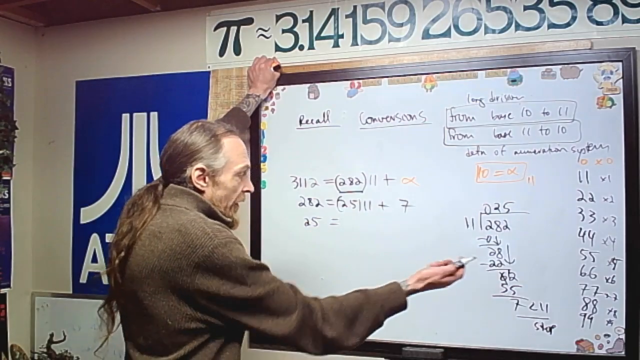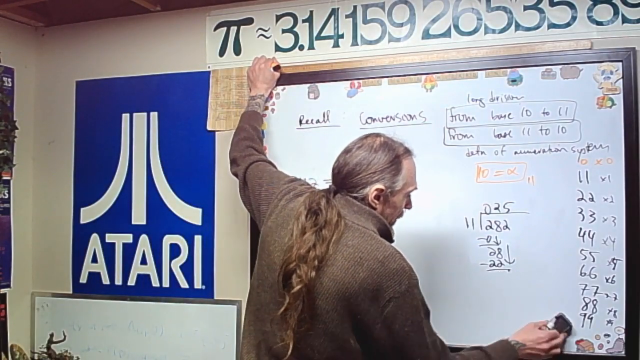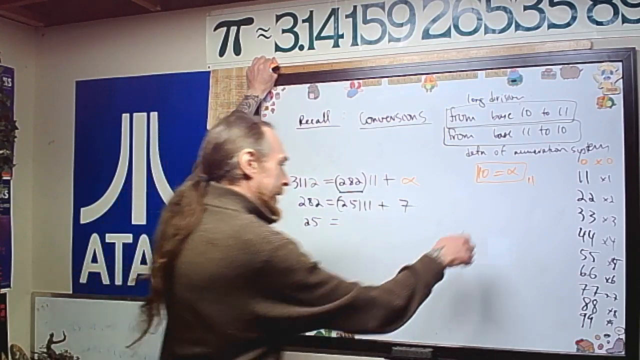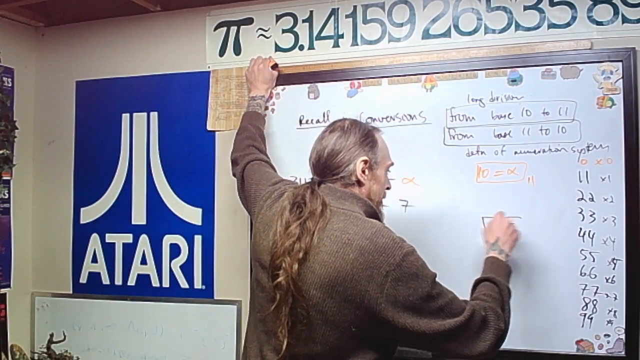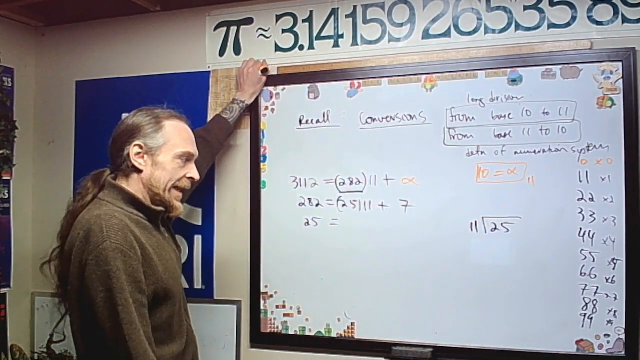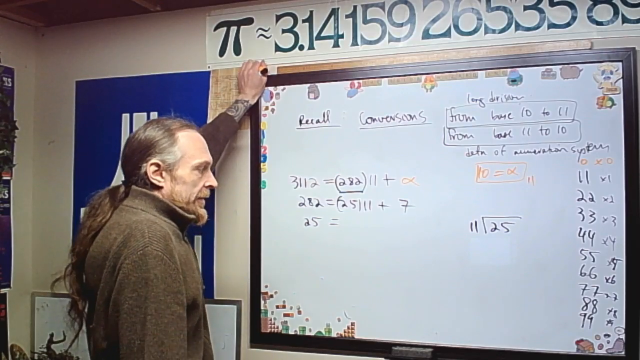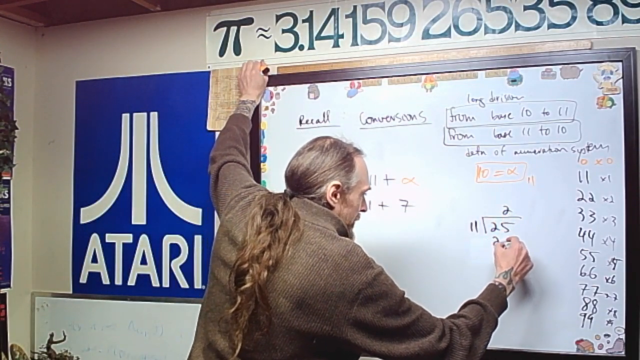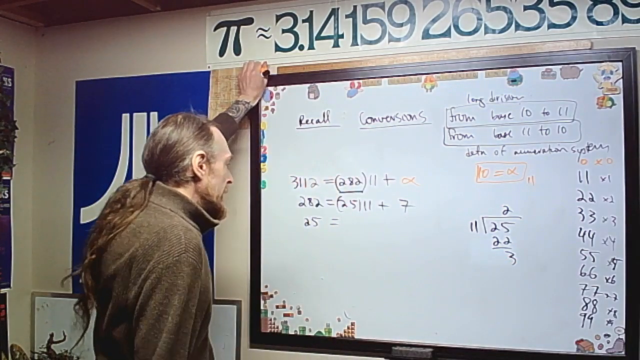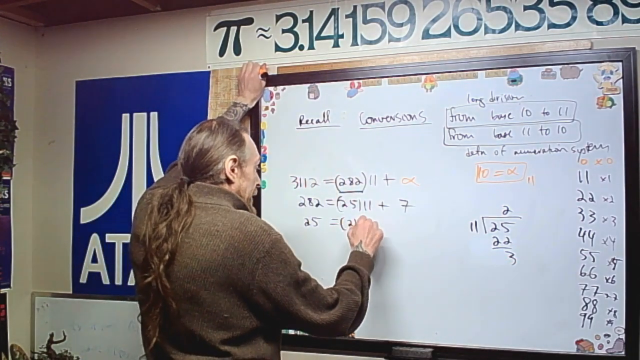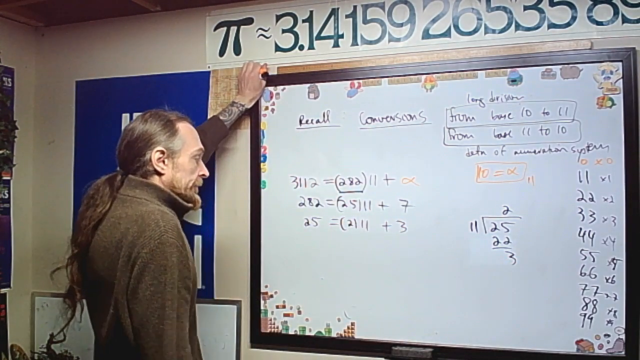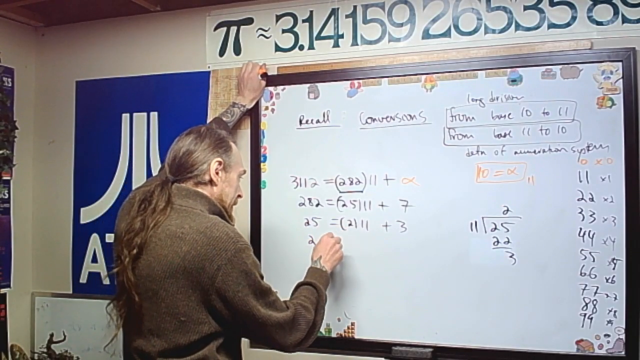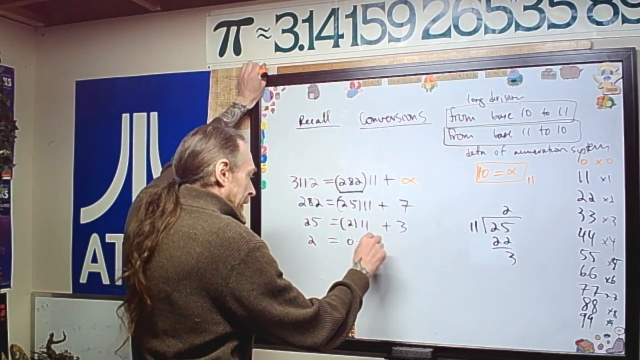So 25. I don't have to do this on paper, I can do it in my head. So what do I get? 22, I got a 3. So I get 2 groups of 11 plus 3. And then that's where we know we can stop now. The 2 is going to be what? 0 groups of 11 plus 2.